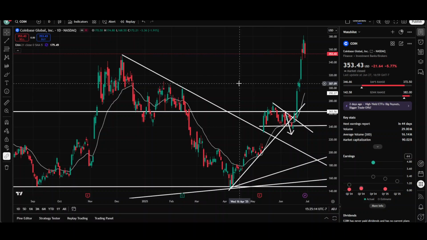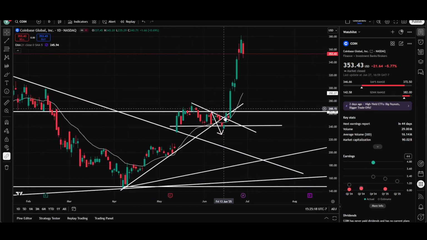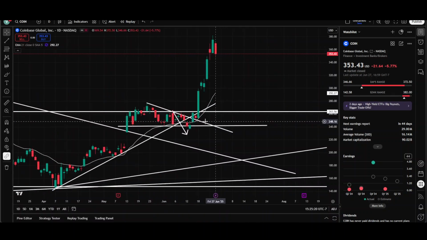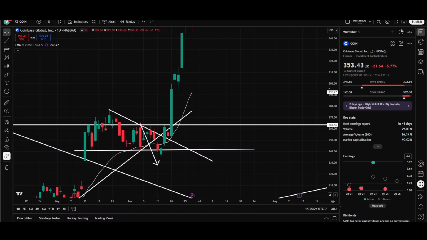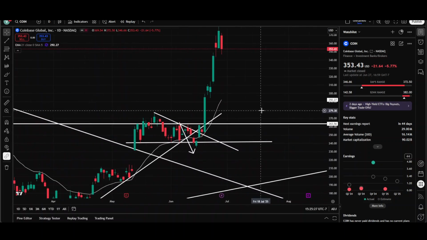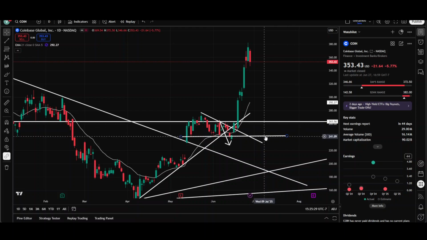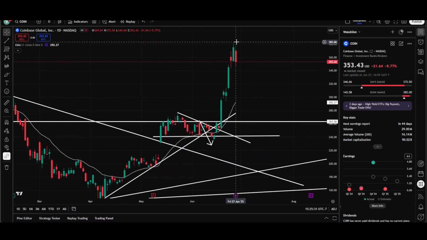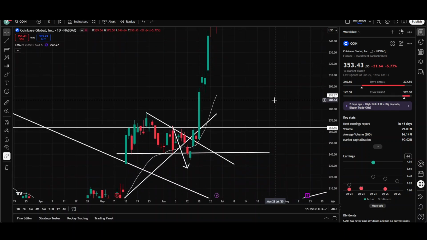Last time I did analysis on Coinbase was back on June 15th, which was right before this big green candle formed. And since then, price had a nice rally develop. So let's go over the technicals and figure out why that happened and where it's most likely headed next after this very large increase in buying pressure.